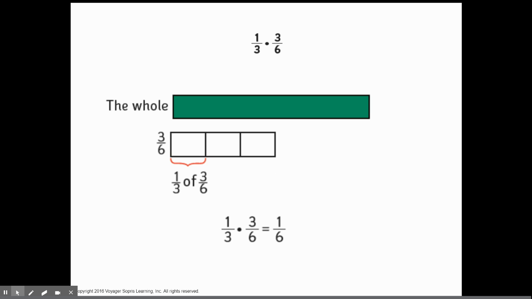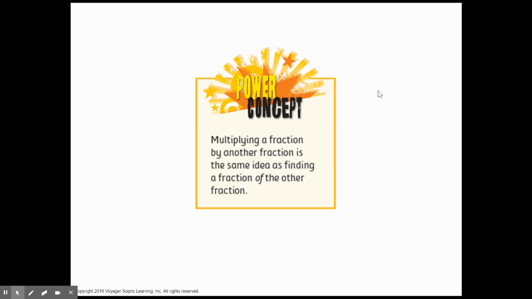So remember, when multiplying a fraction by another fraction, it's the same idea as finding a fraction of the other fraction. We're going to do a lot of practice with this over the next few weeks. So if it sounds a little confusing right now, just hang in there. Now we're going to move on to our problem-solving portion of the lesson.